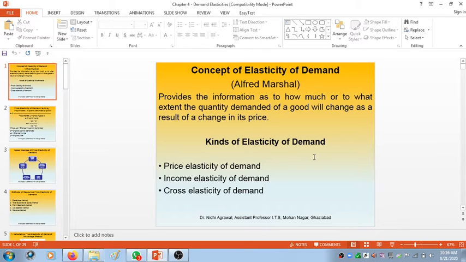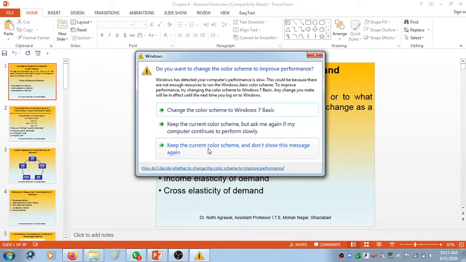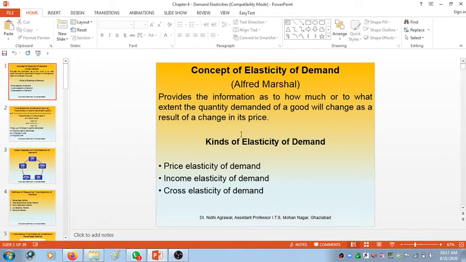When we talk about elasticity of demand, we are talking about the flexibility of demand, or you can say the change sensitivity of demand, right? According to Marshall, the elasticity concept provides information as to how much, or to what extent, the quantity demanded of a good will change as a result of a change in price, right?